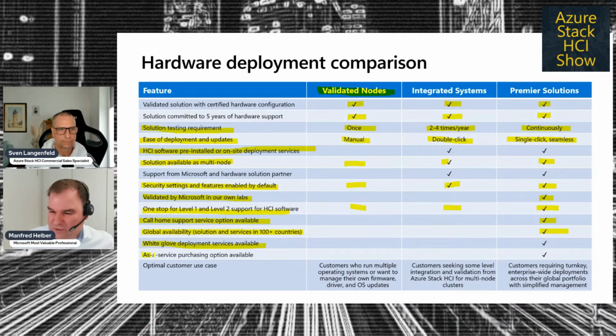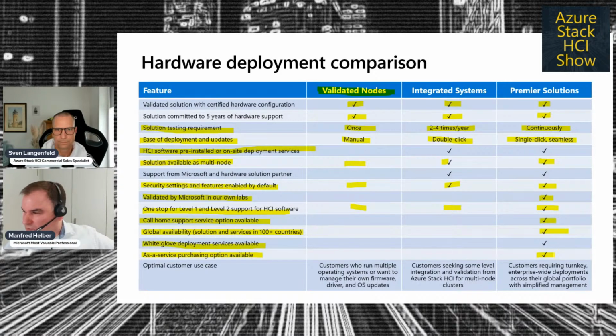And what is also a must-have option, it's not required to be the only option, is that we have an as-a-service purchasing offer, so we can have a pay-per-use model for the hardware. But this is also available for several integrated systems in the market. But again, this is optional in the Premier solutions. This must be offered. Yeah.